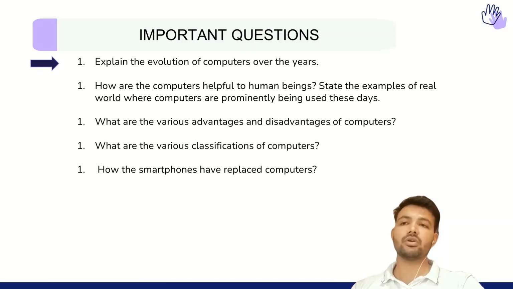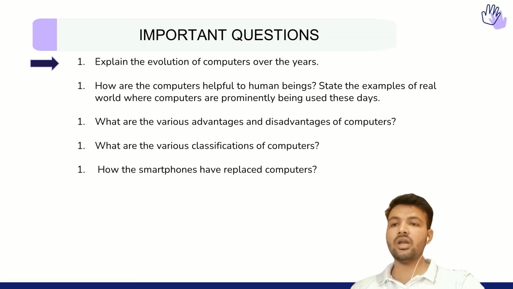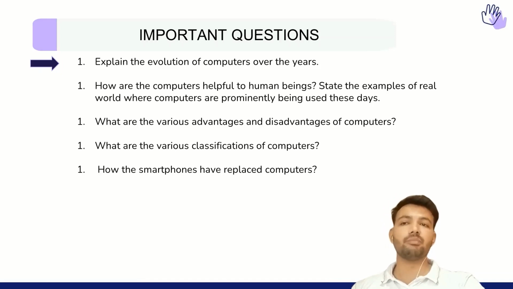So with that, we have come to the last topic. So let's discuss some of the important questions, and see if we can explain them. So explain the evolution of computers over the years. I think we have very well understood कि क्या evolution रहा, what are the different generations. So you can explain all the generations. The second question: how are computers helpful to human beings? State a good example of the real world where computers are prominently being used these days. तो computers कैसे helpful होते हैं, कैसे they are used, what is their significance in our day-to-day lives? That can be a really good answer.